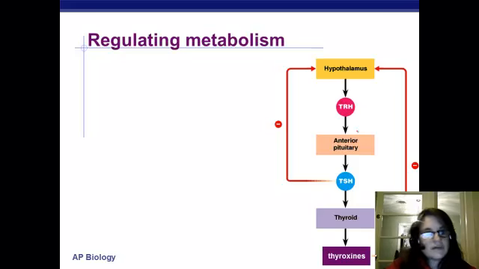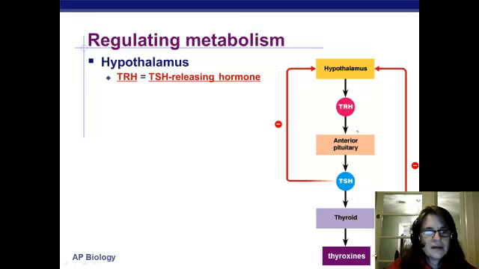This one is involved in, and this is not so much a cycle as it is, well, I guess we could look at it like that, this one is involved in regulating metabolism. We start with the hypothalamus, okay? The hypothalamus releases to the pituitary something called TSH releasing hormone. TSH releasing hormone for short is called TRH.